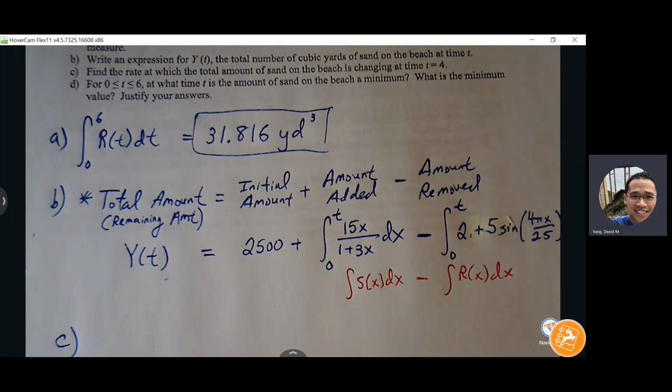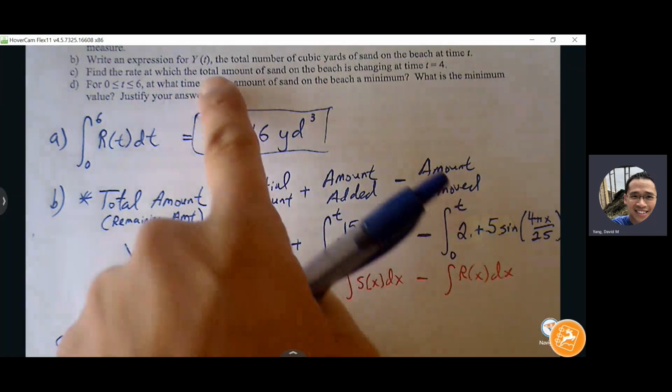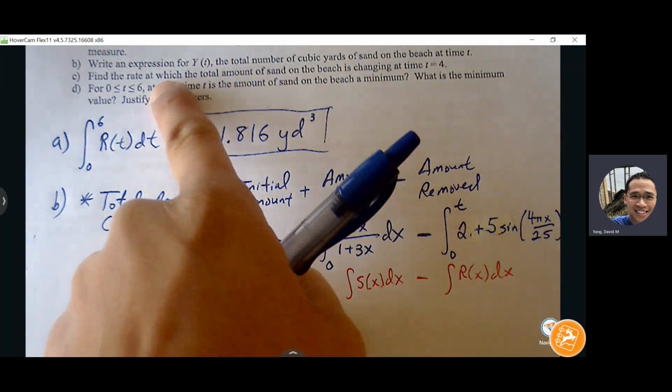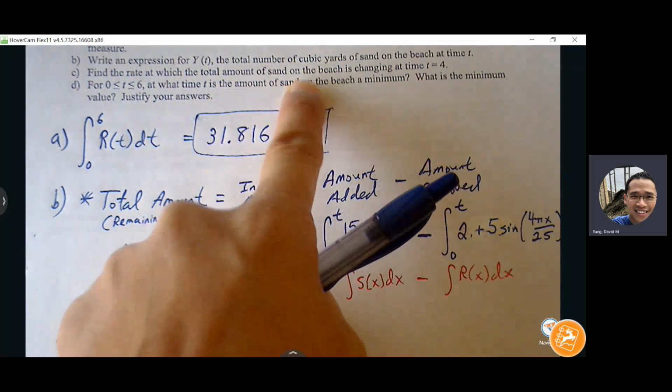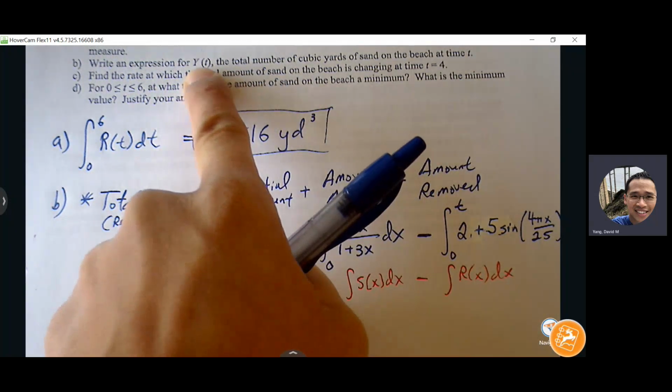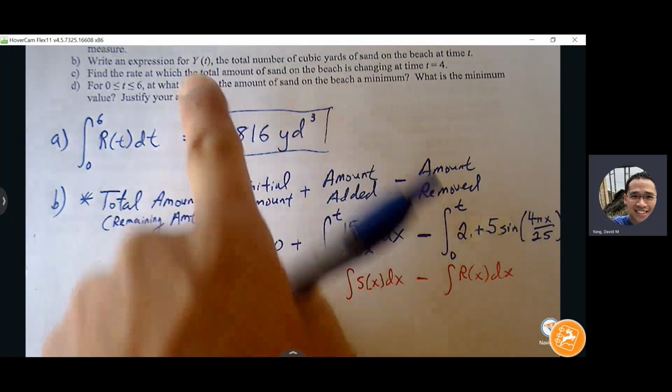Okay, part C. Part C says, find the rate at which the total amount of sand on the beach is changing at time t equals 4. So if y of t is the amount of sand, then for the rate at which the total amount of sand is changing, instead of y of t, we want what? Y prime. Yep, we want y prime.